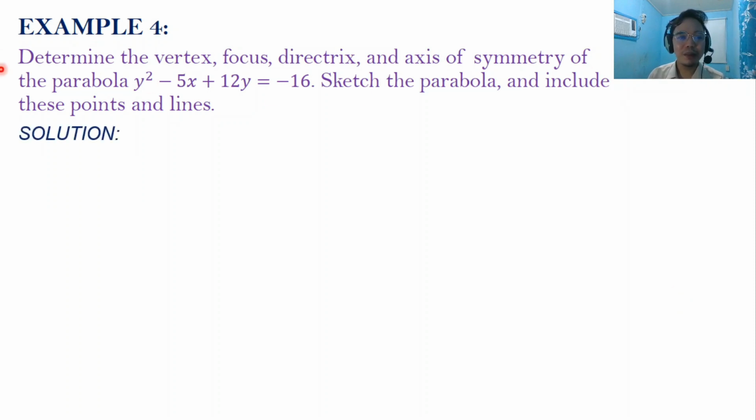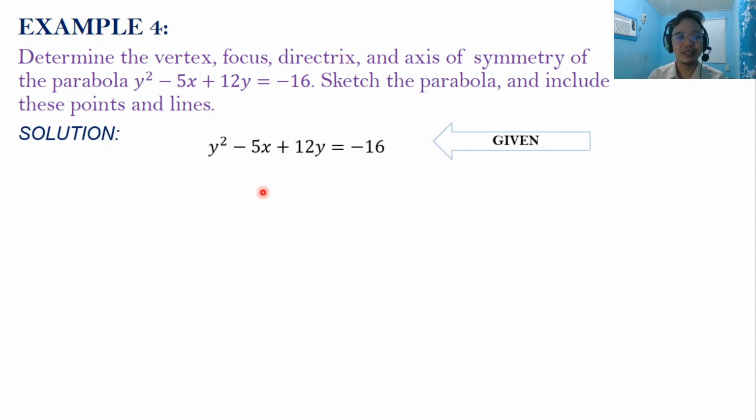So, dito sa problem natin, makikita natin ang equation na given. Y squared minus 5x plus 12y equals negative 16. As we notice, hindi siya nakalagay sa standard form. Ano ang form niya? Tama. Naka-general form ang ating given equation. So, anong gagawin natin? Para mabilis nating makuha ang vertex, mas maganda, ilagay natin siya sa standard form.